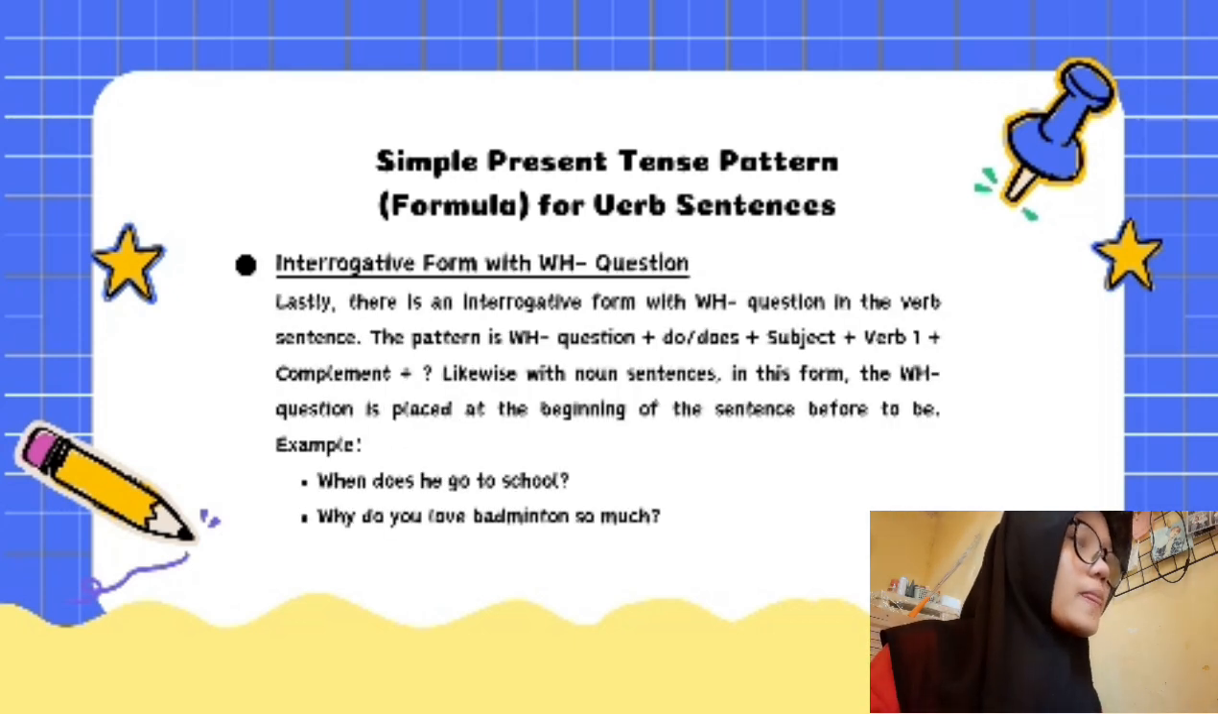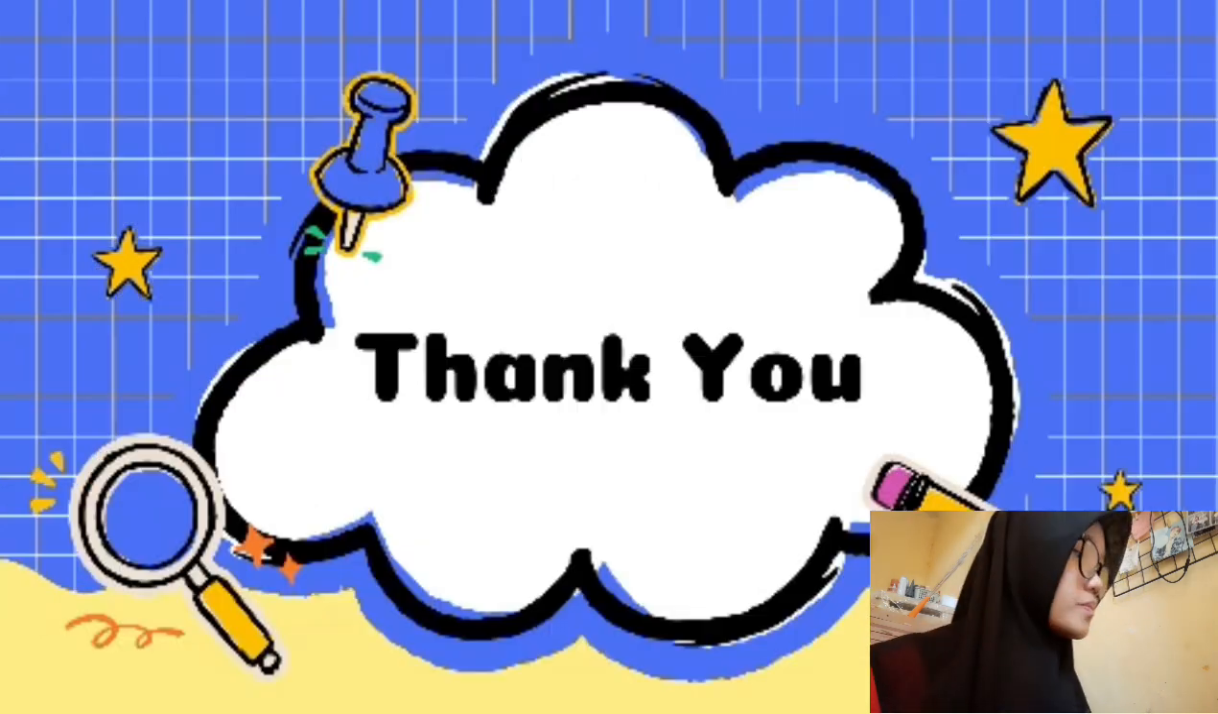Next, interrogative form with WH question. Lastly, there is an interrogative form with WH question in verb sentences. The pattern is WH question plus do or does plus subject plus verb 1 plus complement plus question mark. Likewise with noun sentences, in this form the WH question is placed at the beginning of the sentence before to be. Example: when does he go to school? Why do you love badminton so much?